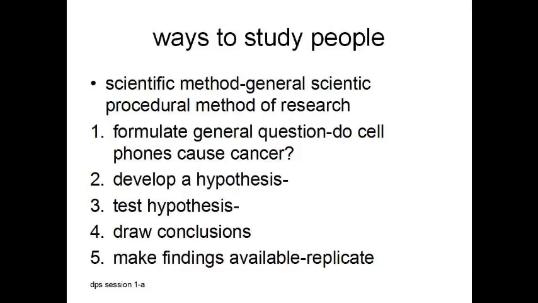And the first thing that you will do in this scientific method, if you were going to sit down and do a research paper on studying human psychology, and you can use this method in biology, you can use this method in chemistry, is formulate a general question. For example, do cell phones cause cancer? After you think about it for a while, you develop a hypothesis.